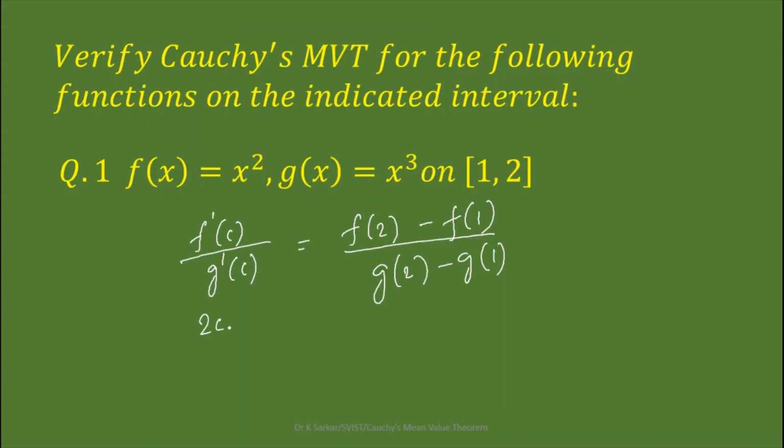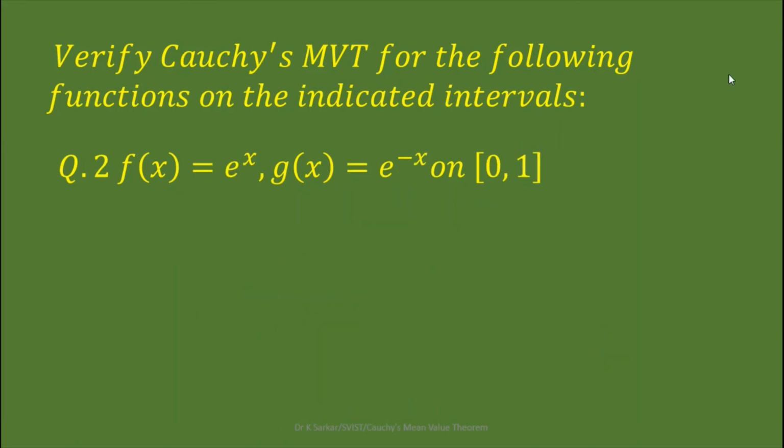So 2c divided by 3c squared equals (4 minus 1) divided by (8 minus 1). 2 by 3c equals 3 by 7. So c equals 14 by 9.